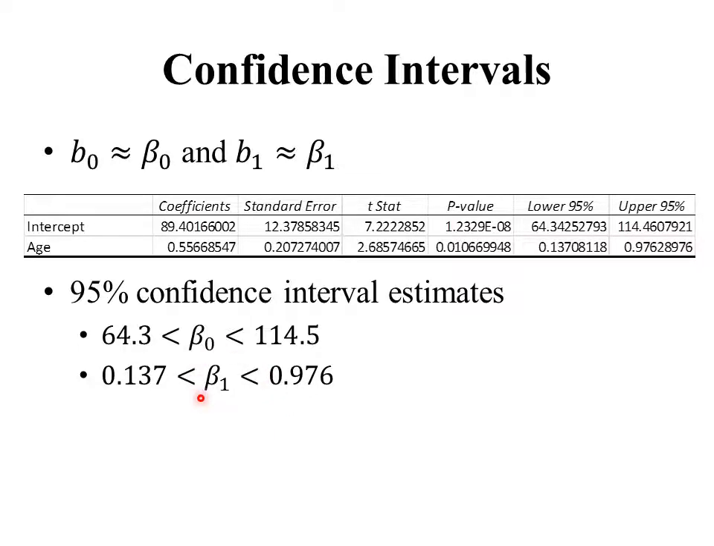So as indicated in the previous example, beta 1, the slope, is an indication of just how much systolic blood pressure increases for every 1 year increase in age. So based off of this, we would say that we're 95% confident that for each 1 year increase in age, systolic blood pressure increases somewhere between 0.137 and 0.976. So this tells us again approximately how much systolic blood pressure increases for each 1 year increase in age.